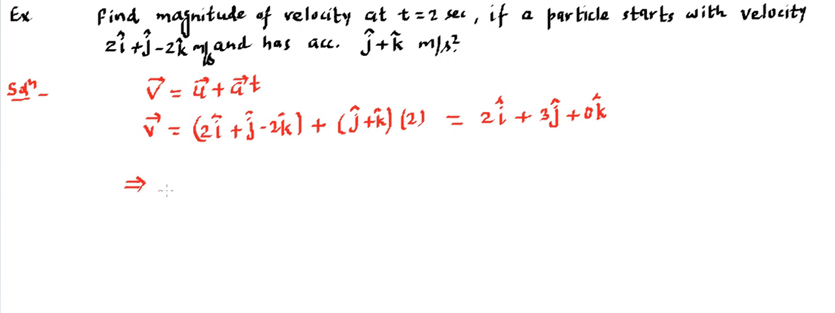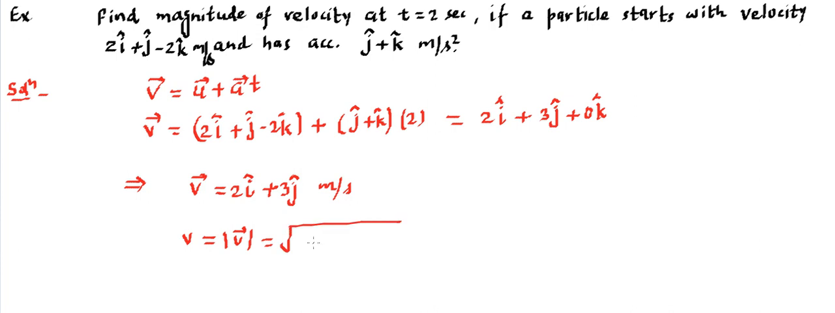So from here you got this velocity as a vector quantity, which is 2i cap plus 3j cap. That's the velocity in meter per second at time t equal to 2. So that's our answer. But it is asking for the magnitude, so out of this we can find the magnitude. So the magnitude of velocity is going to be the square root of 2 square plus 3 square.